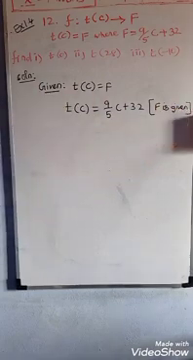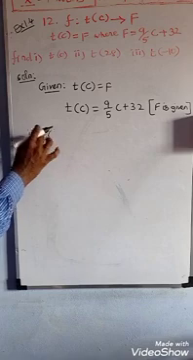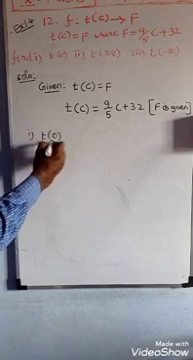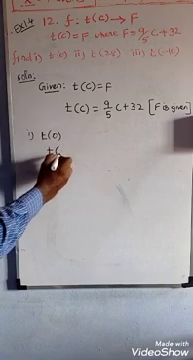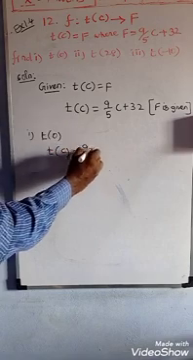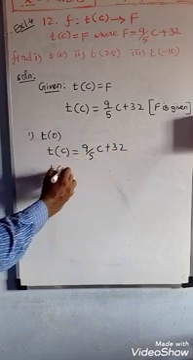The F value is given, so you substitute. Now the first value, T of 0. That means instead of C you should substitute 0. T of C is equal to 9 by 5 C plus 32. Instead of C you should substitute 0.